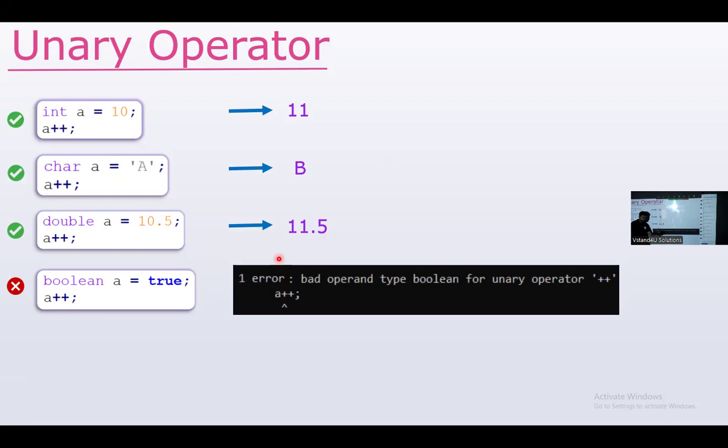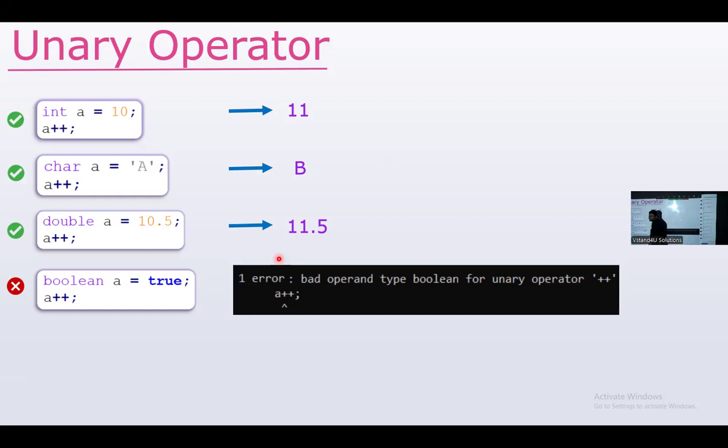Bad operand type. Operand type means whatever operand is what? The operand on which you are doing the operation. A. What is the type of operation? Operand. What is the type of operand? In this entire equation, what is the operand? Type of operand. Thank you.